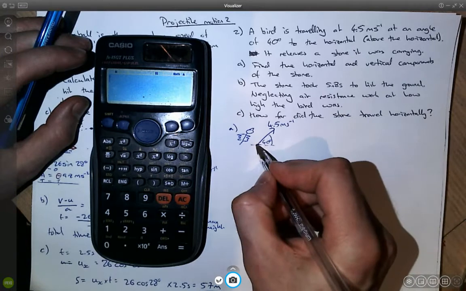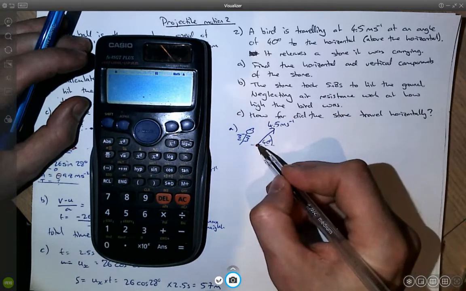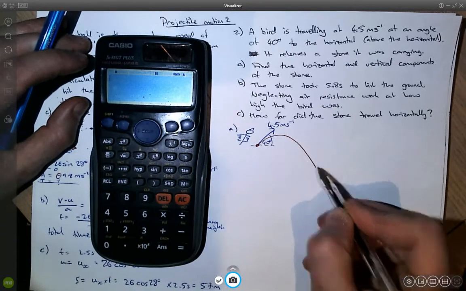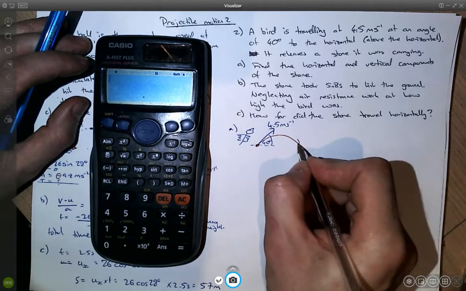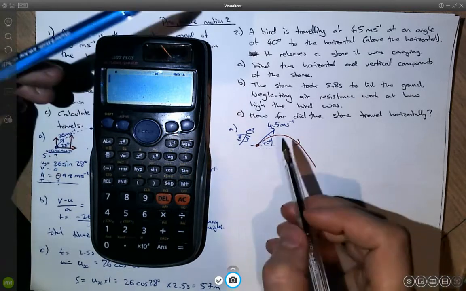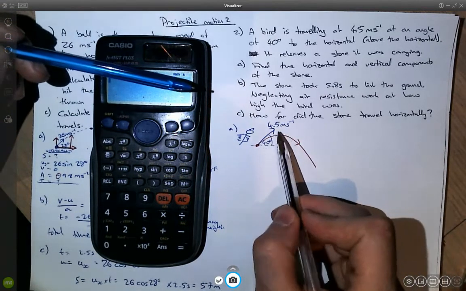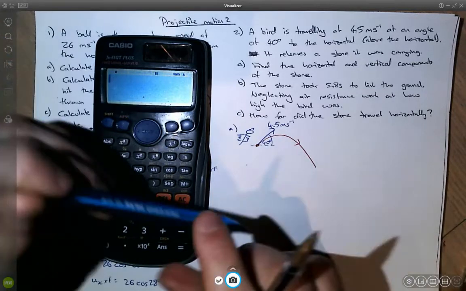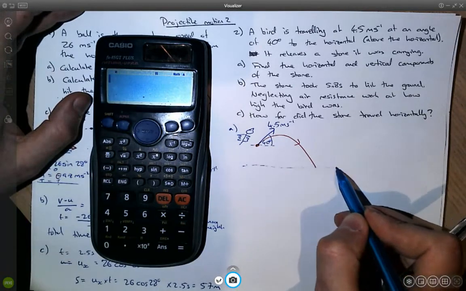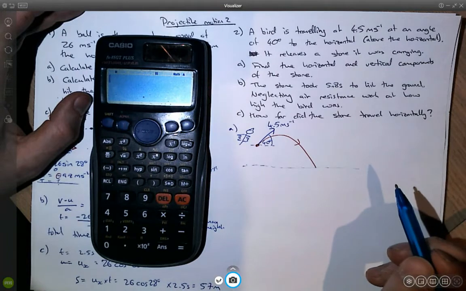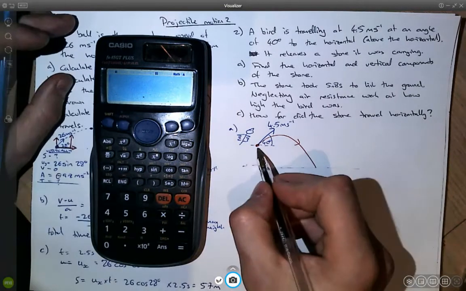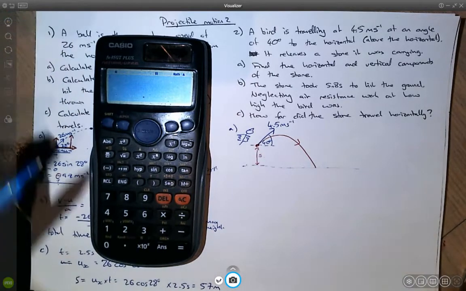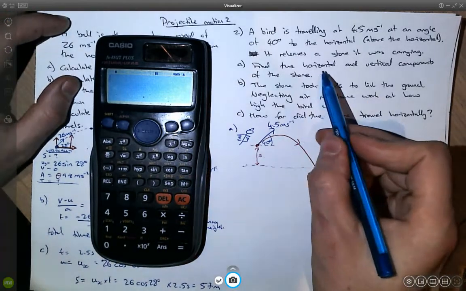So the stone is going to start here. It's going to be released and it's going to follow a path that looks like this. So its initial velocity will be 4.5 meters per second at an angle of 40 degrees. And then it will end up on the ground some distance below where it started.